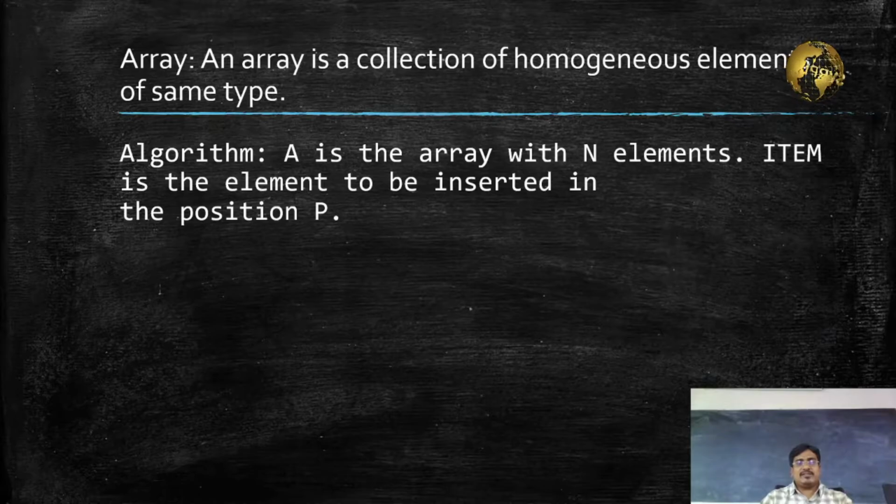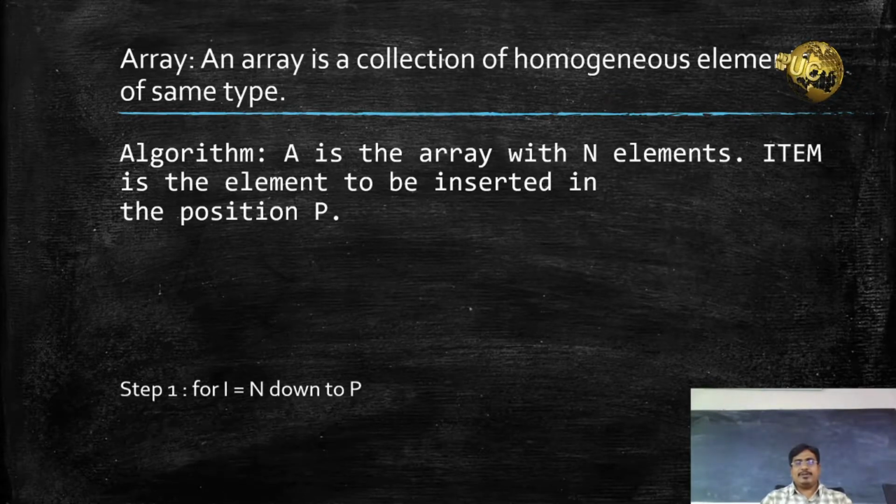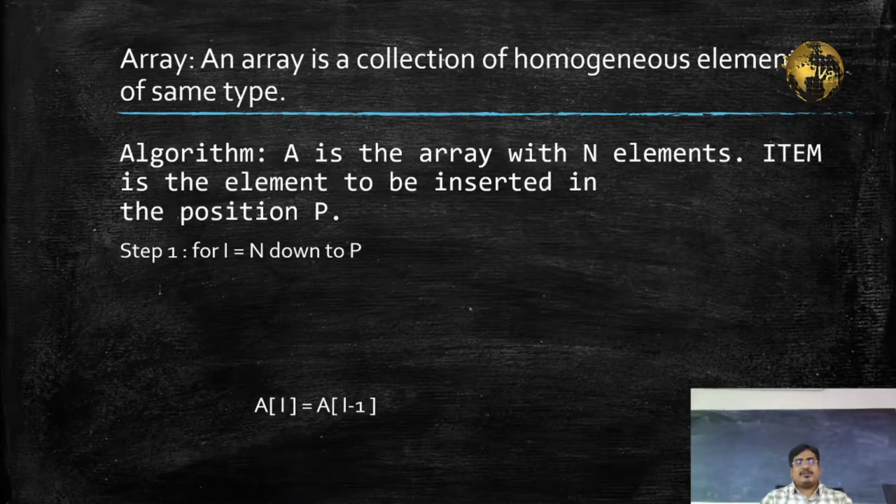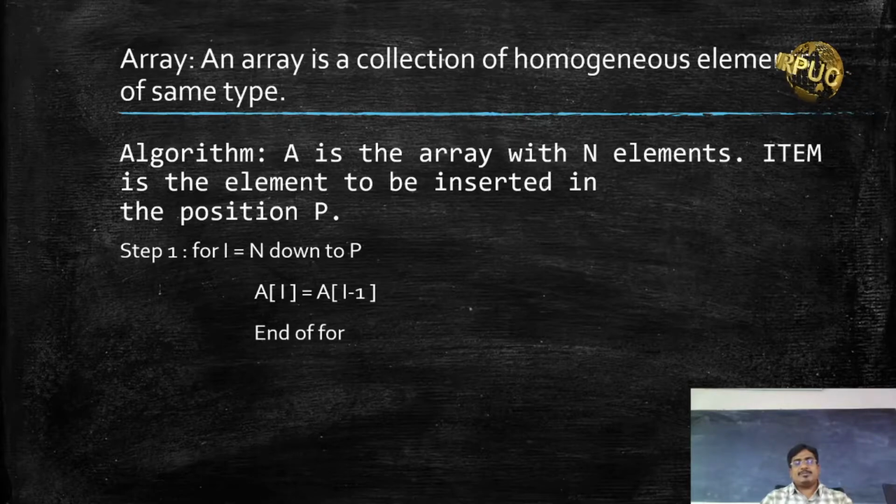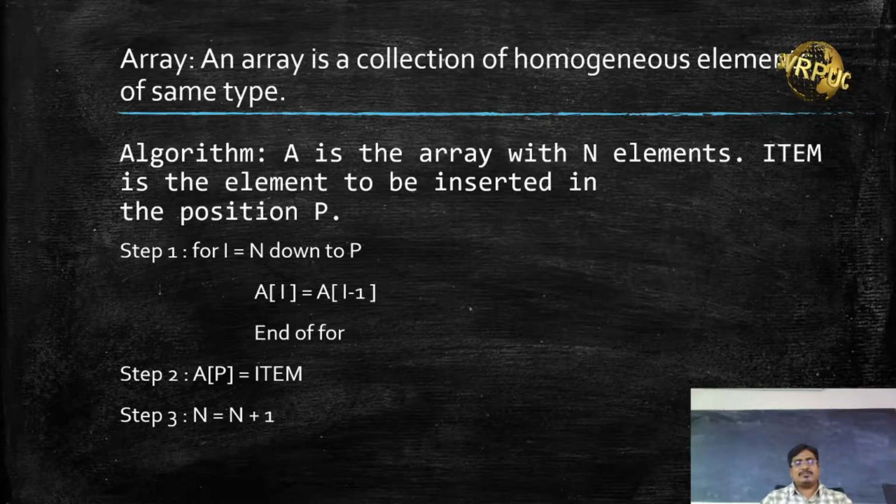A is the array with n elements. Item is the element to be inserted in the position P. And this is how it works. An algorithm is nothing but a step-by-step procedure for a program, or it's also called a blueprint for a program. Here these algorithms are simple statements.